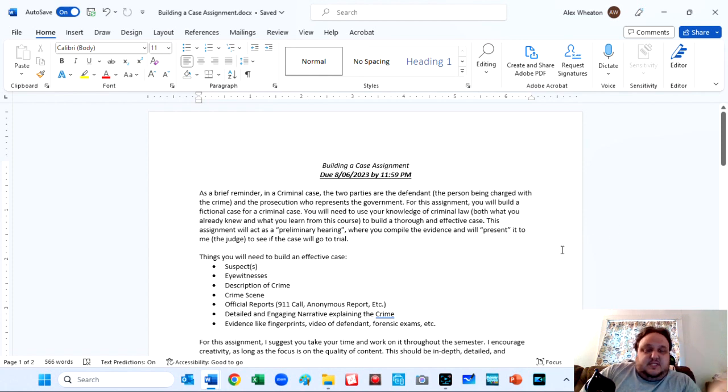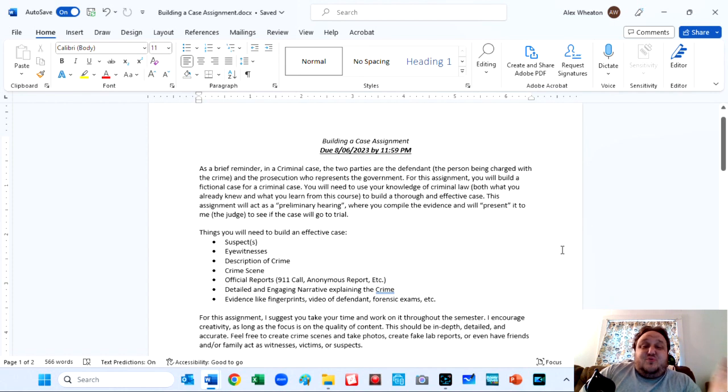This does relate to content we've talked about, but as a brief reminder, in criminal cases there are two parties: the defendant, the person who's being charged with a crime, and the prosecution, who represents the government, as opposed to a civil case where there are two parties, the plaintiff and the defendant, but they're two private parties.